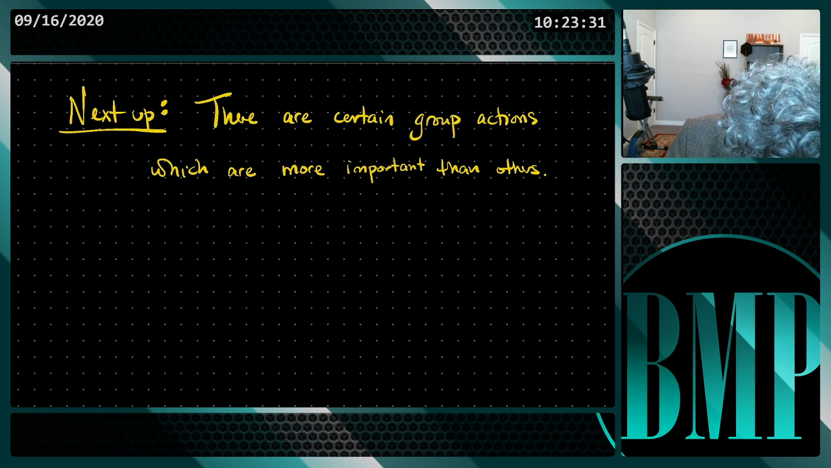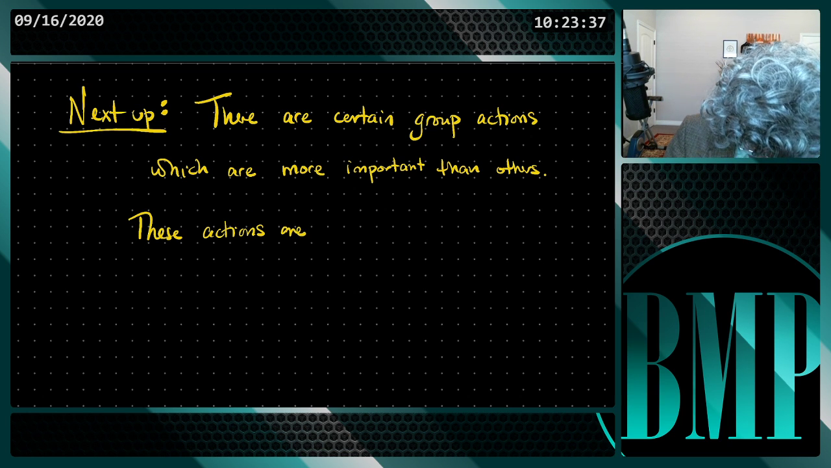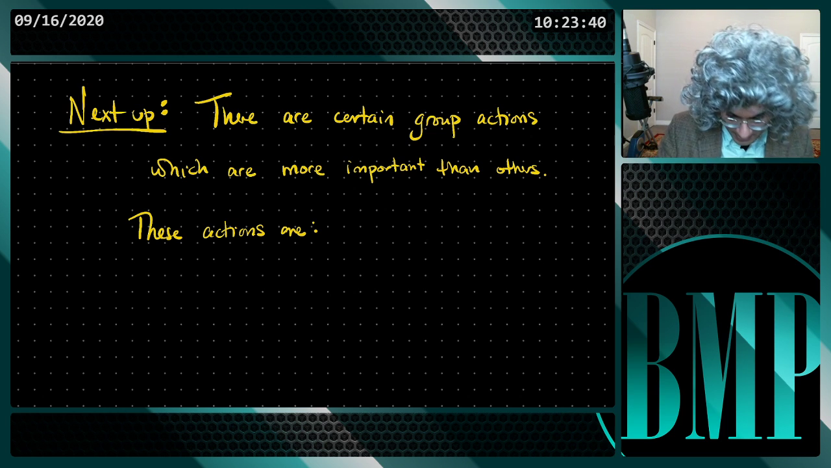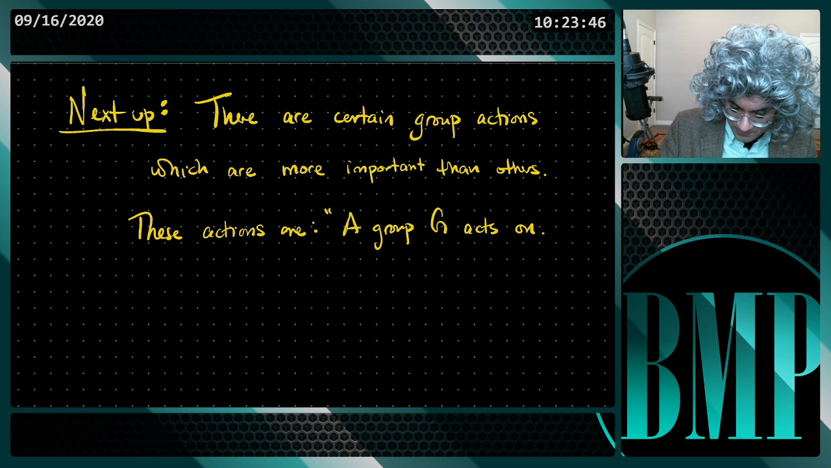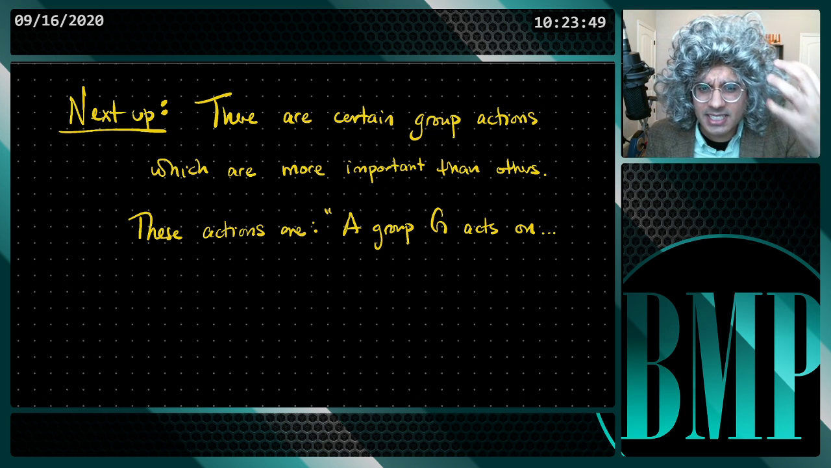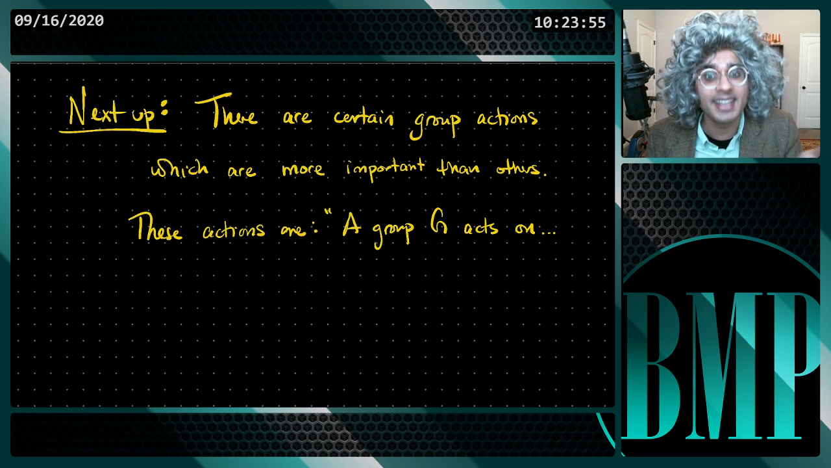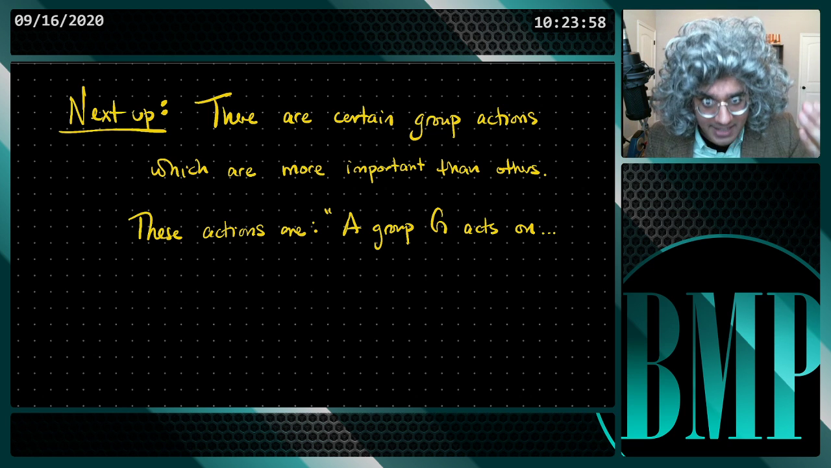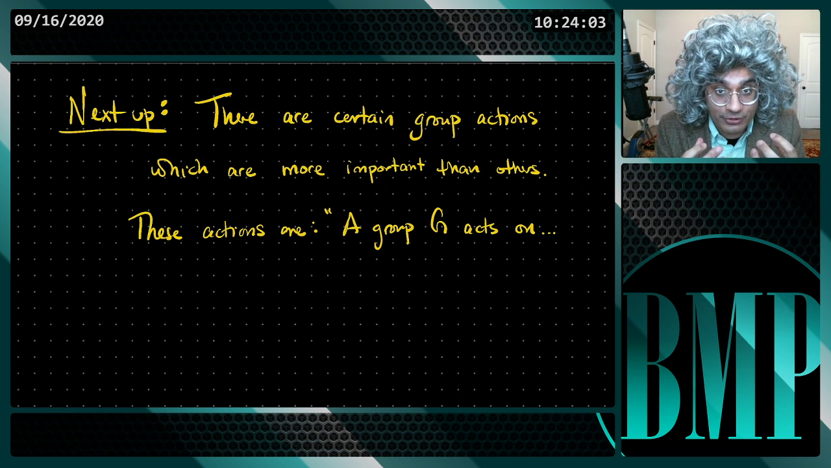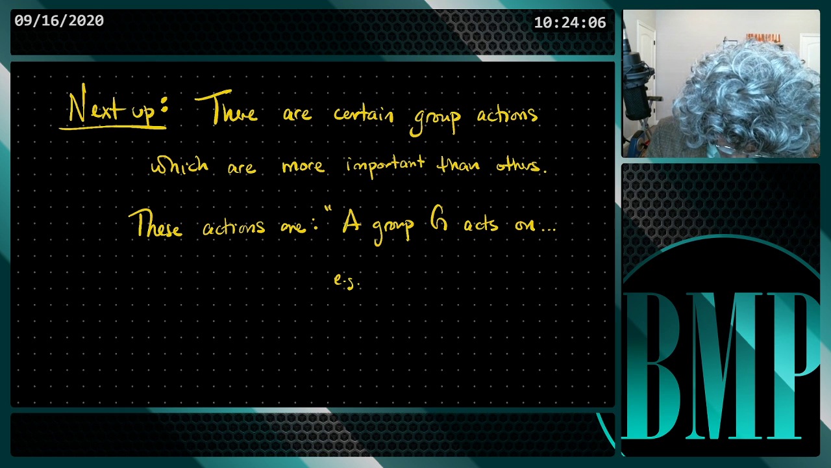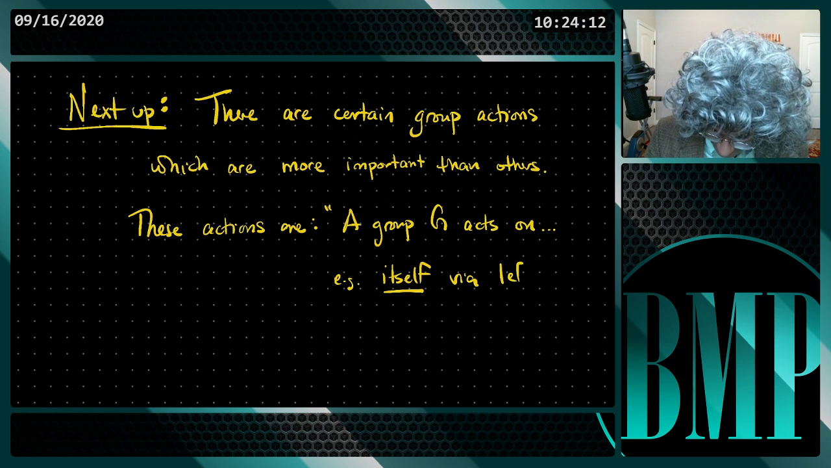Okay, so these actions are of the following general shape. A group G acts on something that is kind of related to the group itself. It's going to be a tongue twister type situation. It's going to be like the Cayley theorem. It's going to be an action of a group on something involving itself. Okay? It acts on, e.g., itself via left translation. I think I got this right.